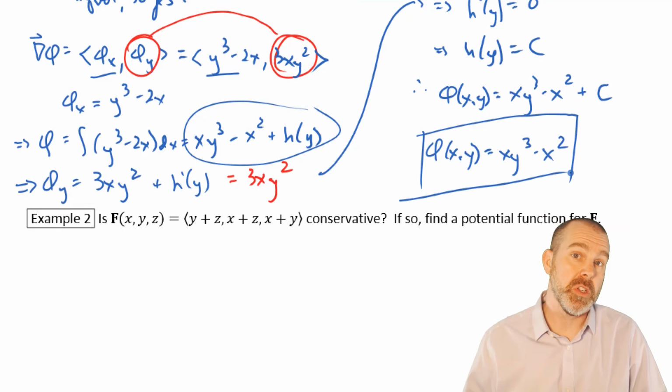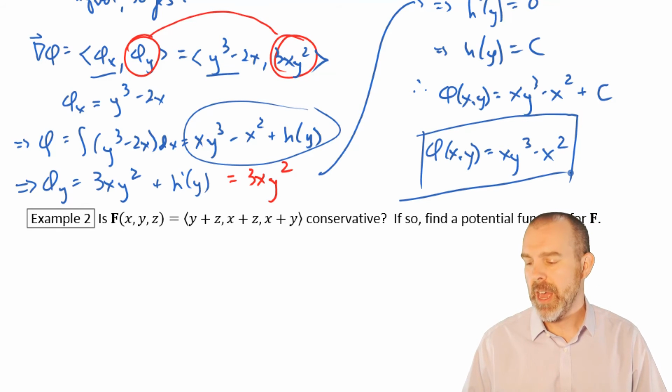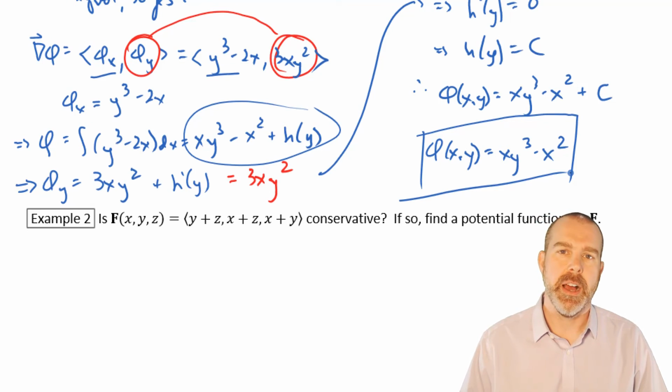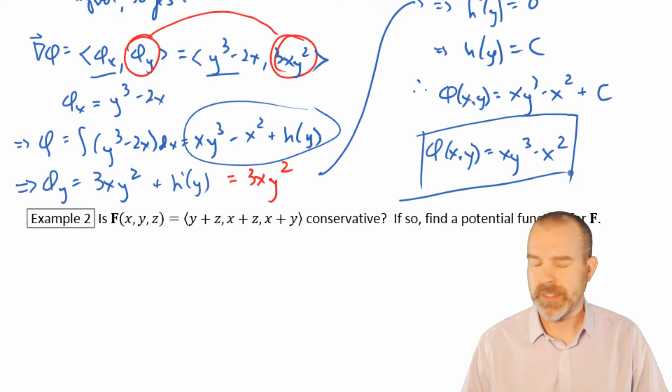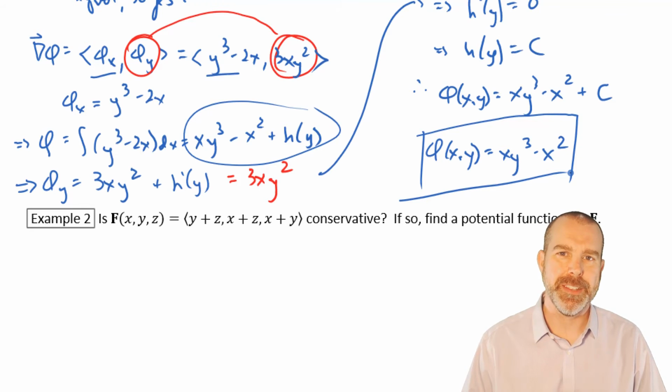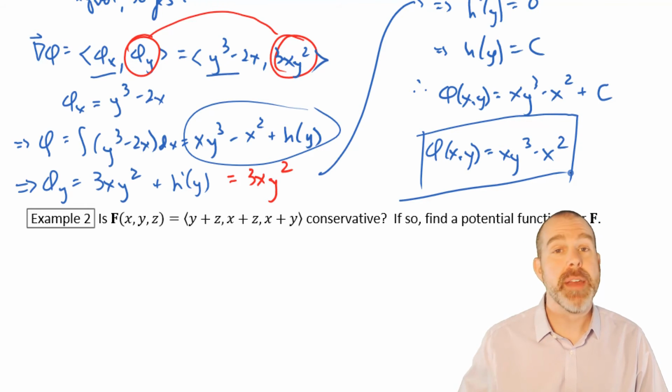But you don't have to. You can use any other constant, but you'll see as you progress here the potential functions that we want are typically when that constant is 0. It just makes our life a little bit easier.